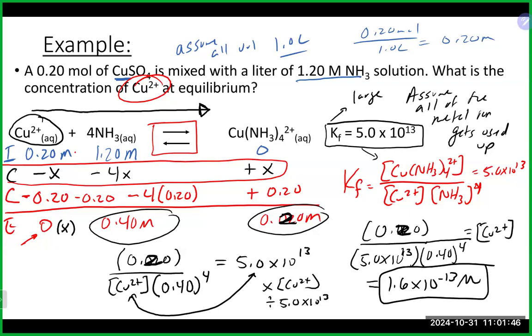Is that a large number or small number? It's a super small number, right? And that validates our assumption that pretty much all of the copper 2 ended up on the product side in that complex ion. Barely anything is still floating around free in that solution, pretty much close to zero. But again, there's still going to be just a little bit of it freely floating that did not get used up in that complex ion. Questions on that there? Yeah.